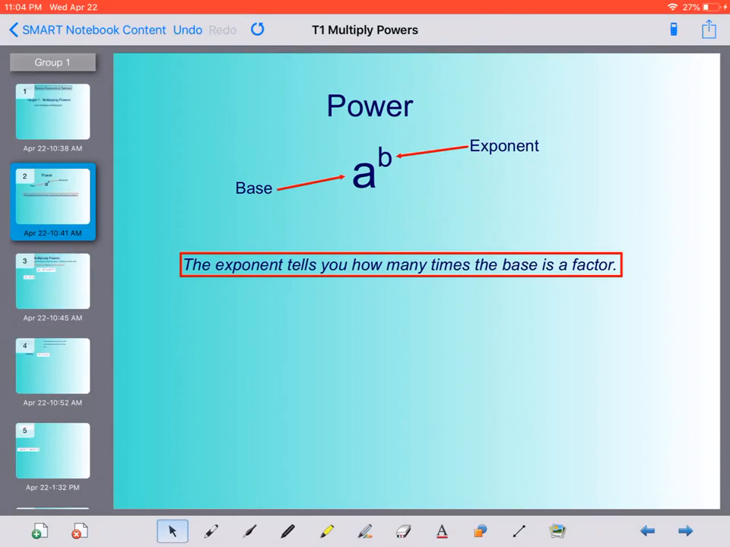Let's review what a power is. A power term would be a to the b power. A is the base and b is the exponent. The exponent tells you how many times the base is a factor.